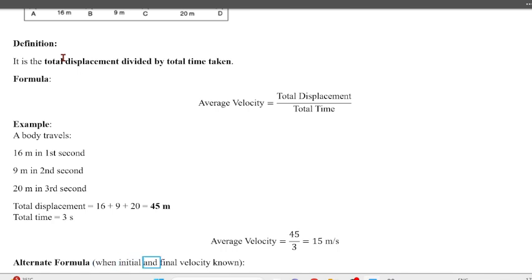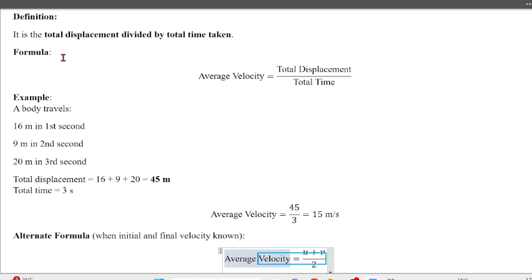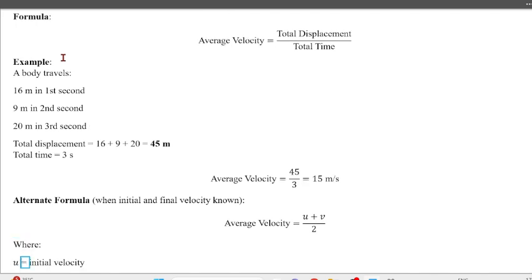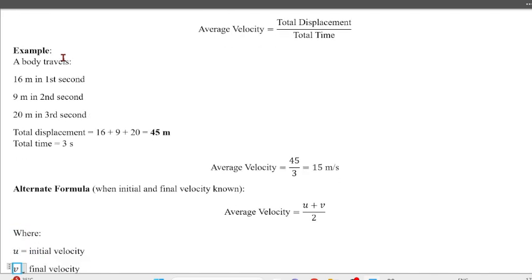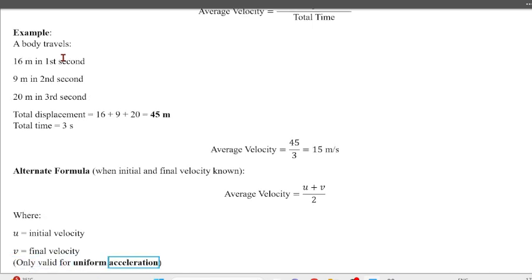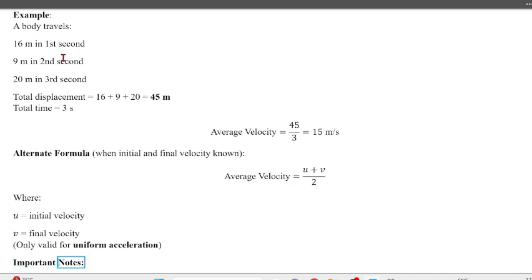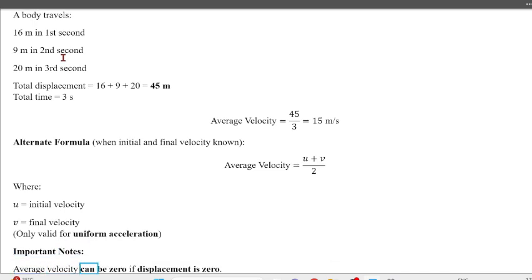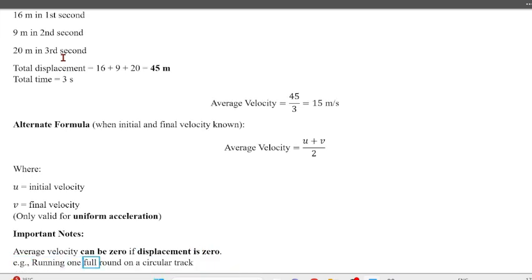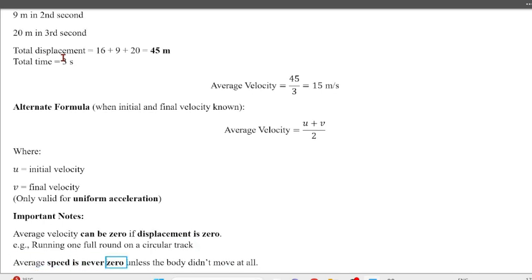Formula when initial and final velocity are known: average velocity equals u plus v over 2, where u is the initial velocity and v is the final velocity. Only valid for uniform acceleration. Important notes: average velocity can be 0 if displacement is 0, for example running one full round on a circular track. Average speed is never 0 unless the body didn't move at all.